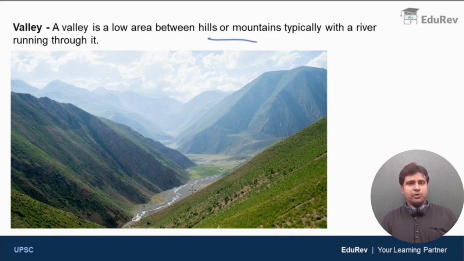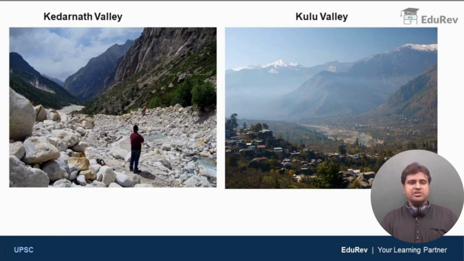There is no rule that a river should always be present here, but in most cases a river is present, and most valleys are actually formed by rivers. The rivers cut through the mountain range and form valleys. So this low area between the hills with a river running through it is called a valley. Clear? Now, let us look at some of the important valleys. This is Kedarnath Valley and Kulu Valley. These are very beautiful, right? Very famous tourist spots.